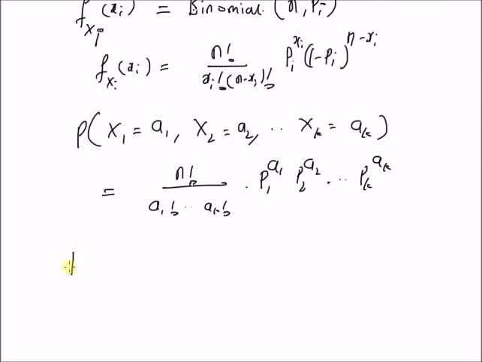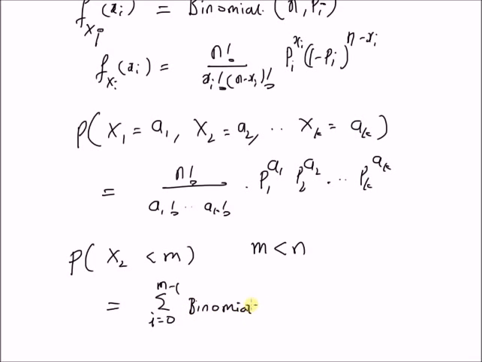And finally, the probability of one of the variables, say x2, less than m, where m is less than n, is given by the sum from i equal to 0 to m minus 1 of the binomial distribution with parameters n, p2. So the probability for one of the variables is given by the sum of the marginal distribution from 0 to m minus 1.